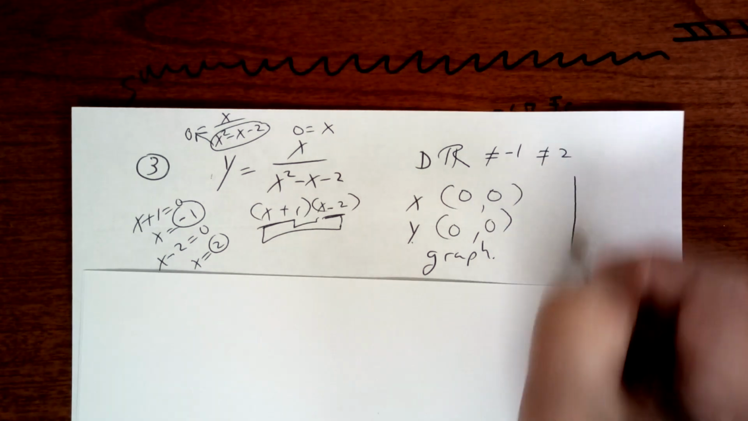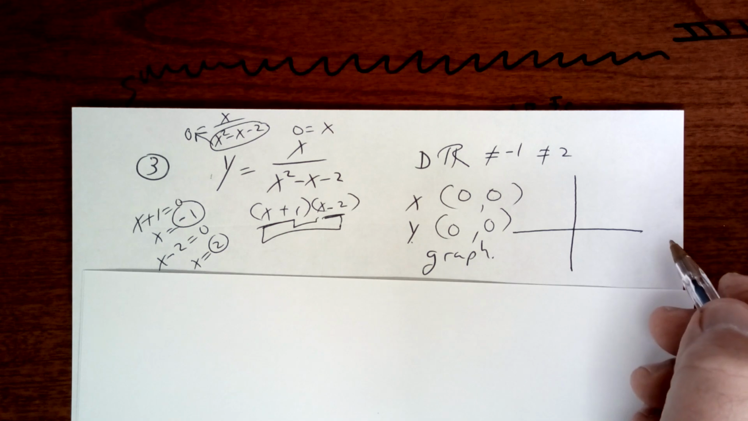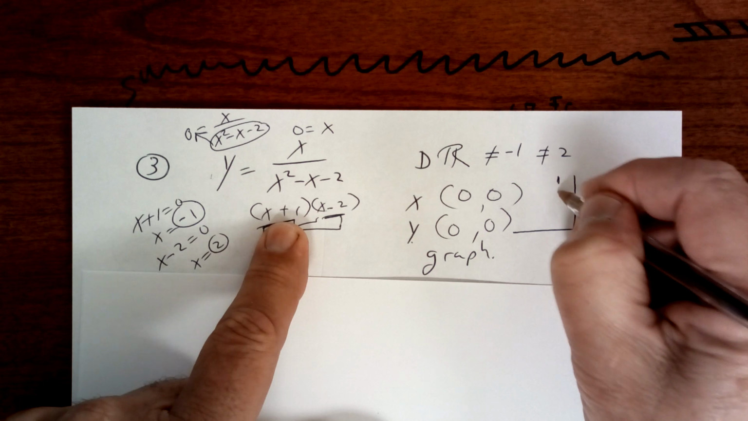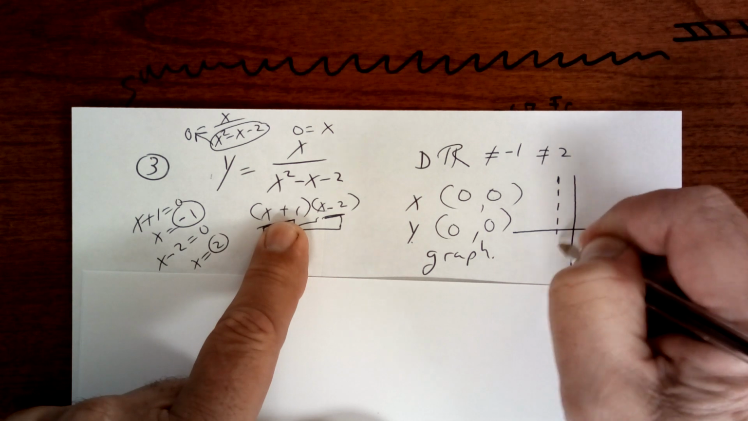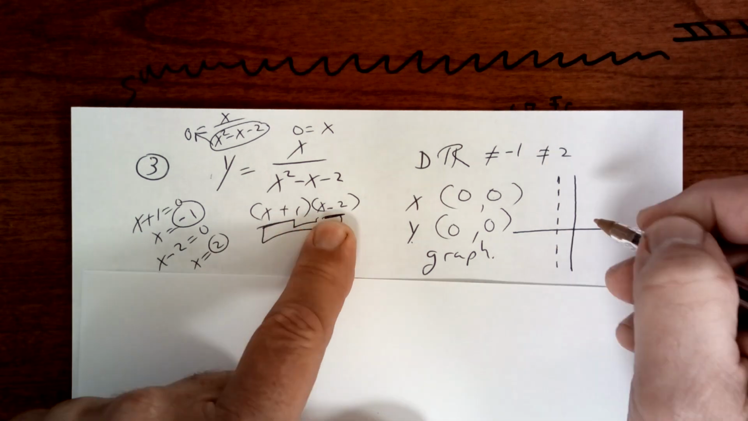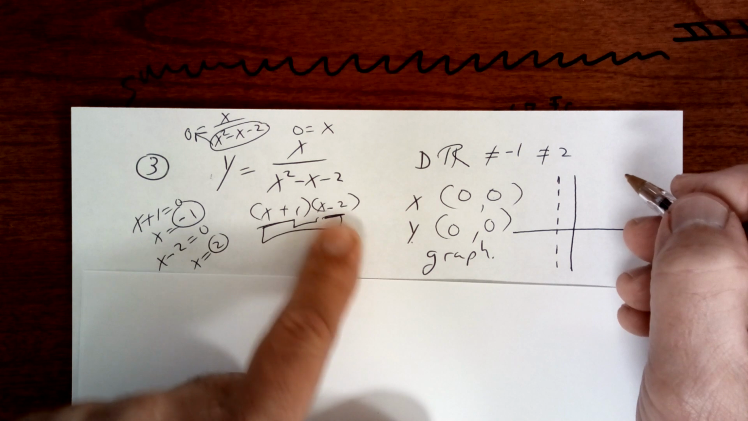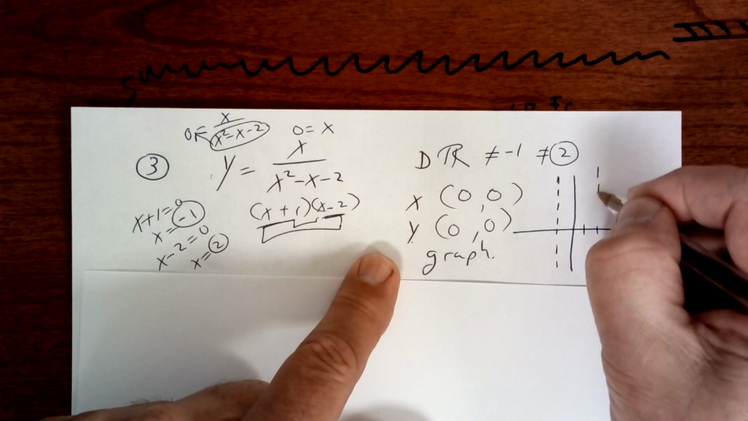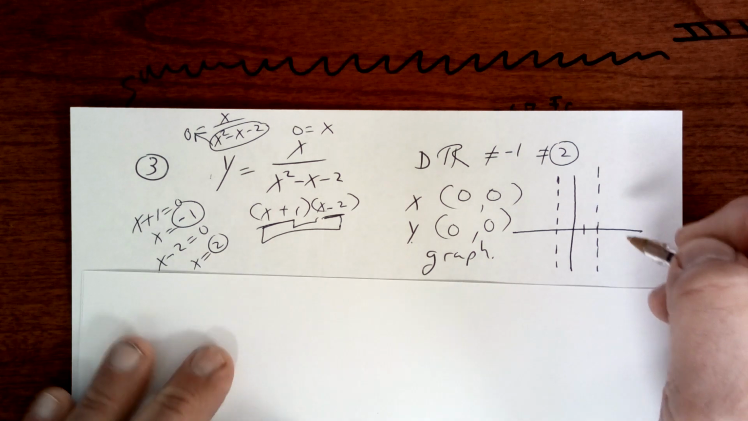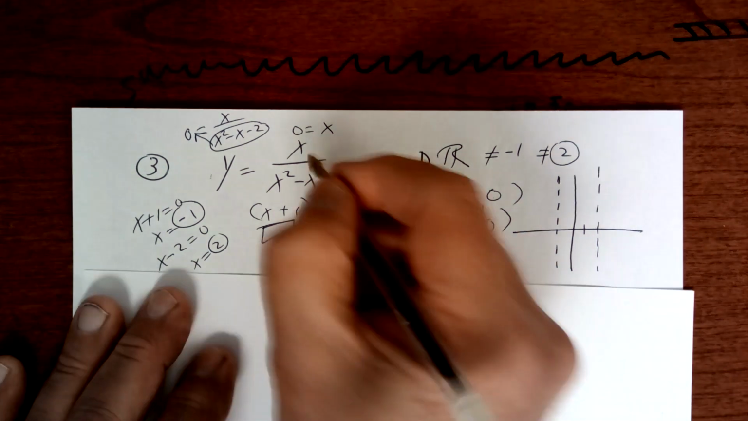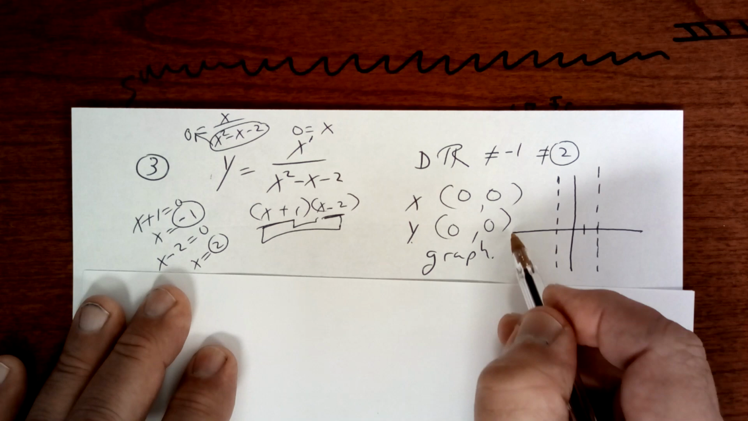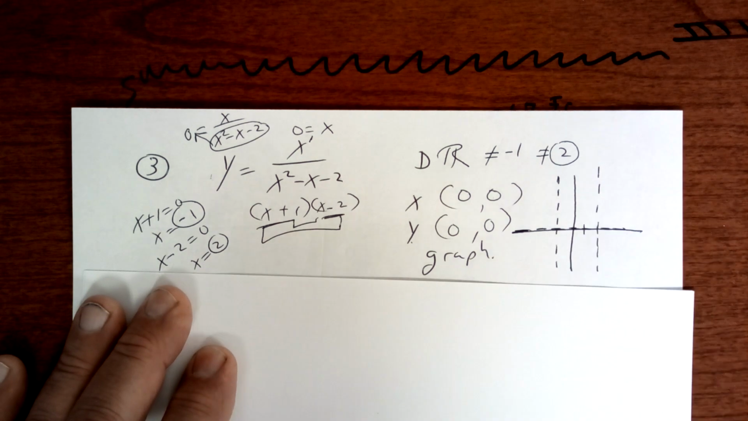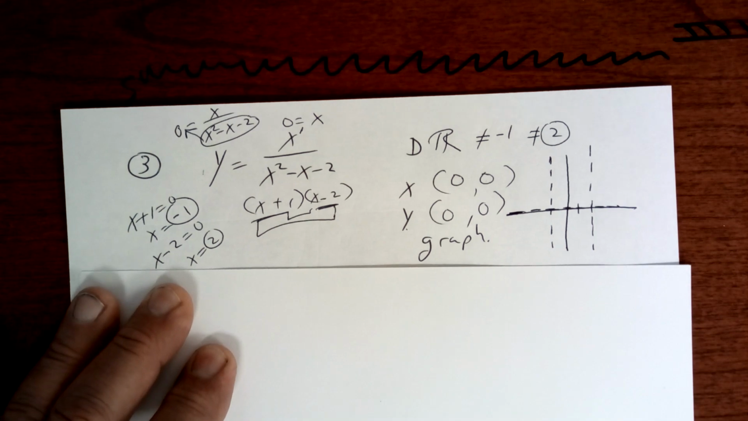Let's talk about the asymptotes. Here you have an asymptote at negative 1, or actually a vertical asymptote. And then here you have it at positive 2. So that gives you your vertical asymptotes. Your horizontal one, by default, is going to be y equals 0. Then graph it on your graphing calculator. One more.